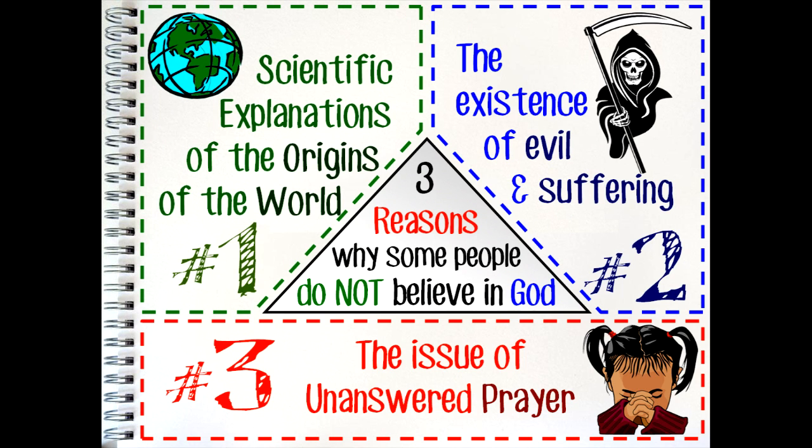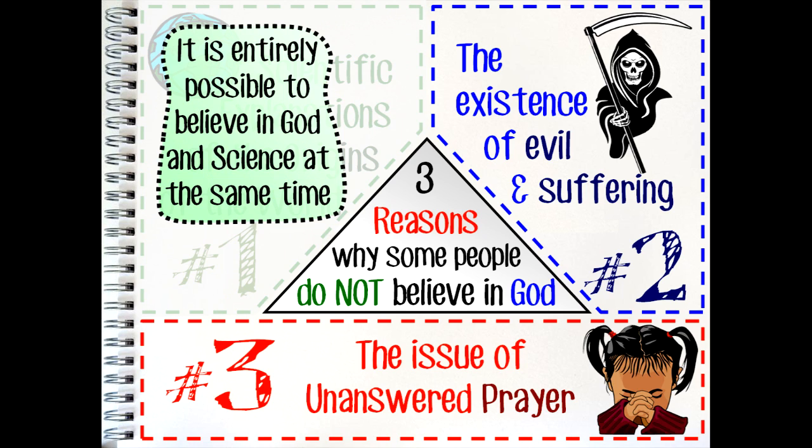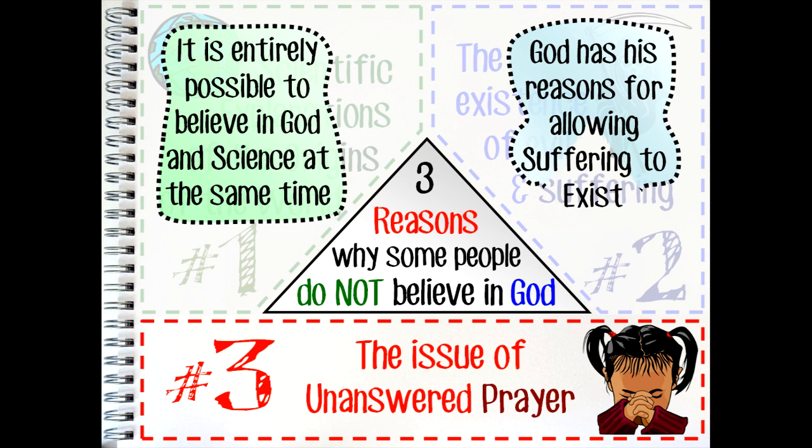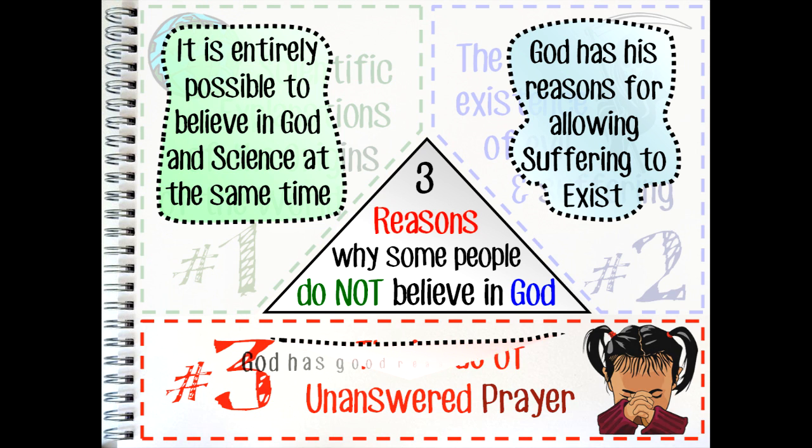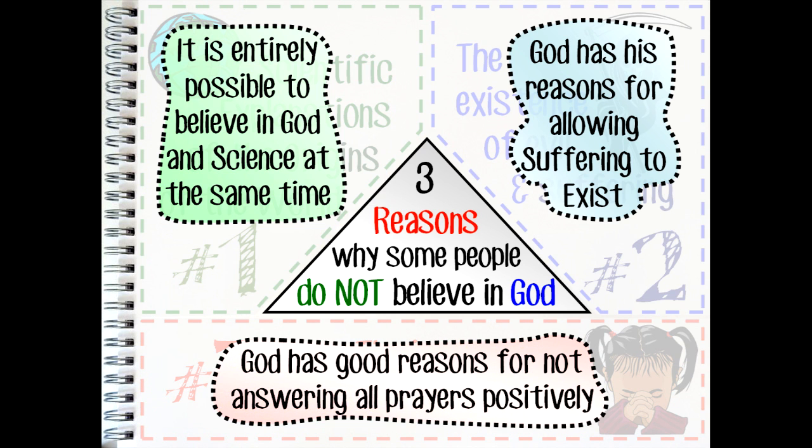Firstly, in response to an atheist who might say that science can provide an adequate explanation of the origins of the world, a religious person might respond by saying it is entirely possible to believe in God and to believe in science. Secondly, in response to an atheist who says that the existence of evil proves that God doesn't exist, a religious person could argue that God has his reasons for allowing suffering, even if we don't know what they are. Finally, when an atheist says that unanswered prayers show that God doesn't exist, a religious person might respond by saying that God has good reasons for not answering all prayers positively.